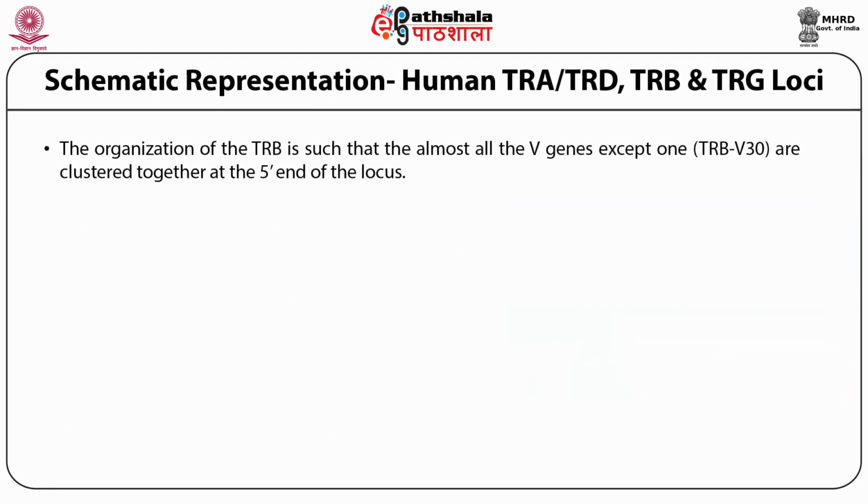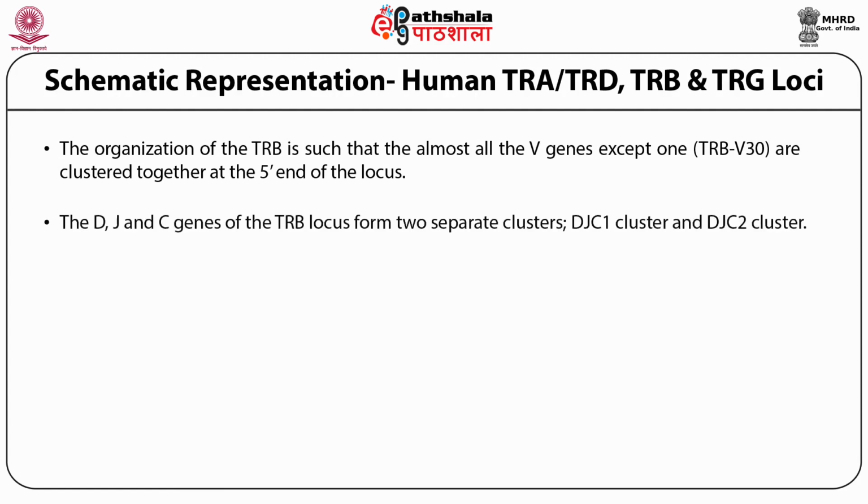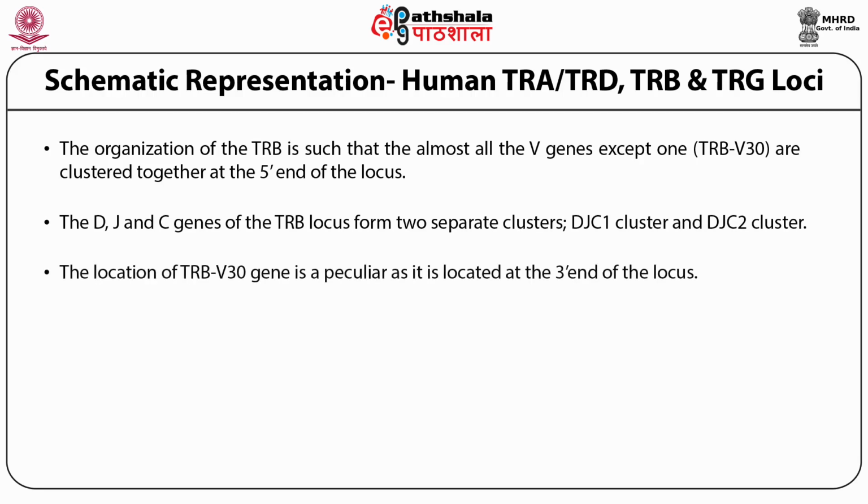The organization of TRB is such that almost all the V genes, except one, which is the TRB-V30, are clustered together at the 5' end of the locus. The D, J and C genes of the TRB locus form two separate clusters, DJC1 cluster and DJC2 cluster. The location of the TRB-V30 gene is peculiar as it's located at the 3' end of the locus.